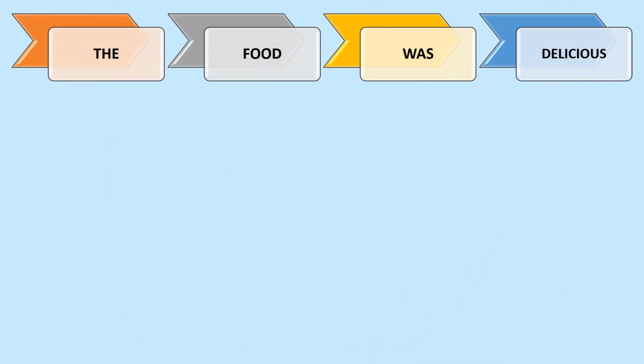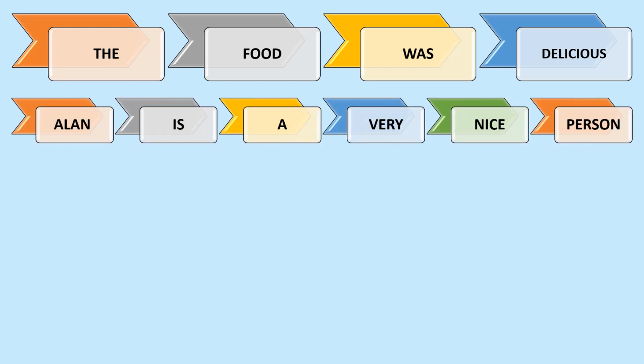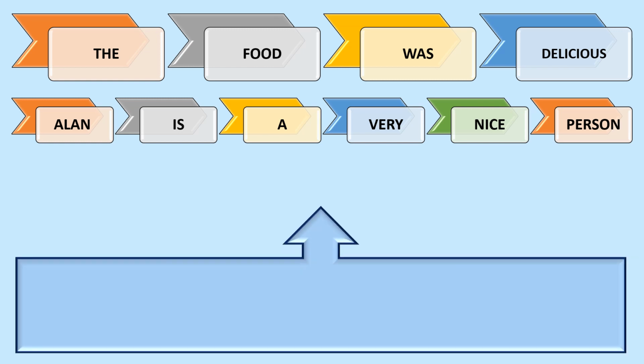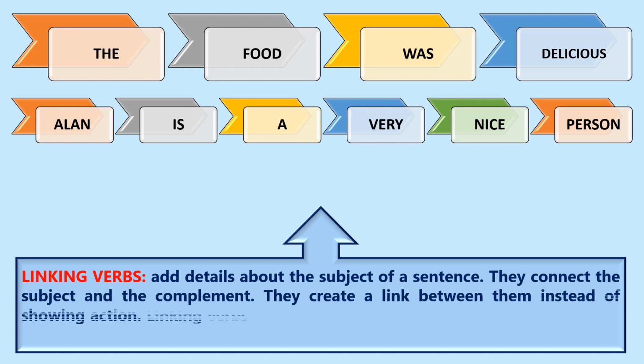The food was delicious. Alan is a very nice person. Now, the food was delicious. What is the verb here? Okay, now you know that was is a verb. Alan is a very nice person. Is is the verb here. Okay, so this is now linking verbs. They add details about the subject of a sentence. They connect the subject and the complement.